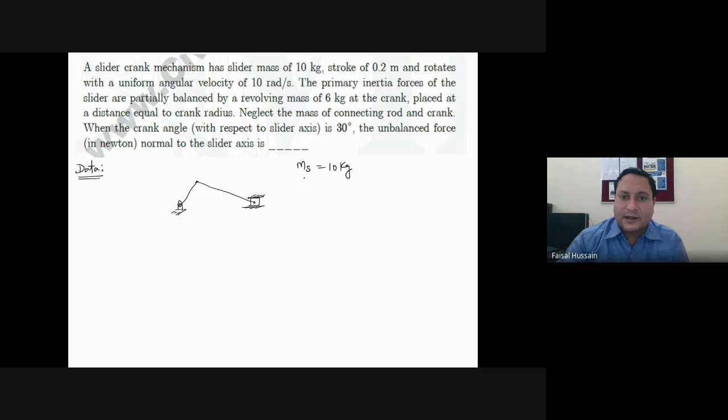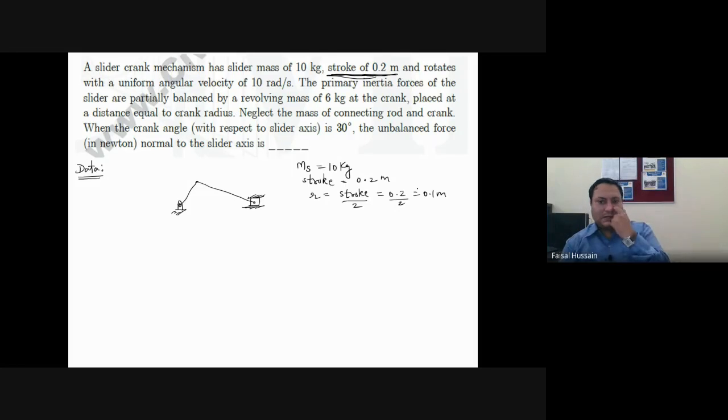Similarly, stroke is given. Stroke length is 0.2 meter. Now you should know that if the value of stroke is given, you can determine the radius of the crank. How? Because radius of the crank equals stroke by 2. So 0.2 divided by 2 equal to 0.1. You have to know this relation.